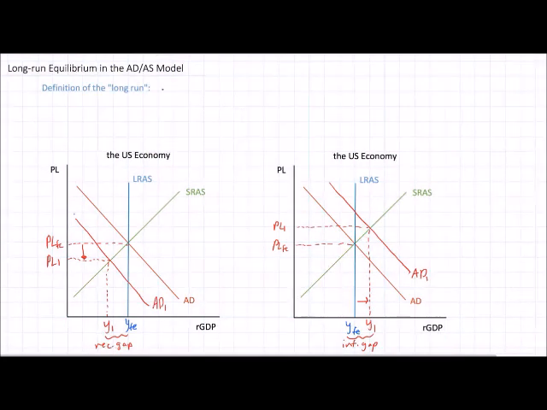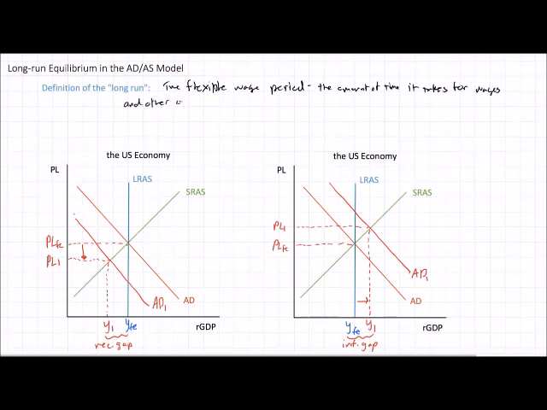What is the long run in macroeconomics? Well, the short run is defined as the fixed wage period. The long run is defined as the flexible wage period. It's the amount of time it takes for wages to fully adjust to the price level and the level of demand in the economy, and other costs of production, not just the wages for workers, but also the rents for land, the interest rates for capital, and any other costs that firms face.